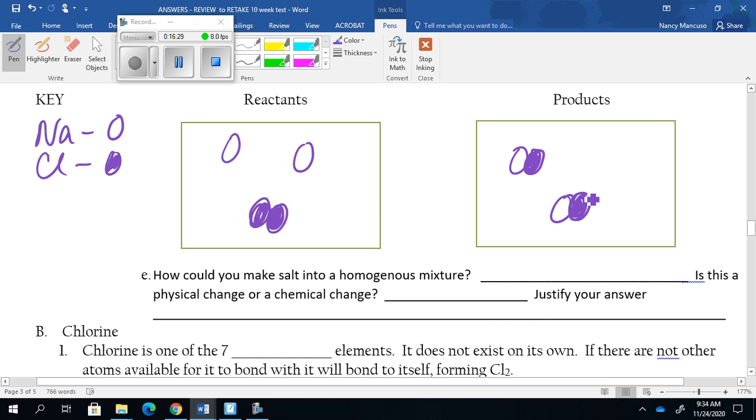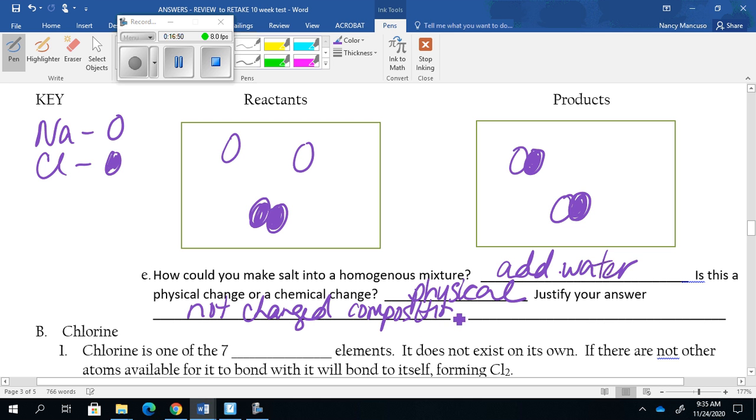All right, how could you make salt into a homogeneous mixture? You could add water. Is this a physical change or a chemical change? It is physical. And justify your answer. It has not changed composition. I could do evaporation to get the water and the NaCl back.